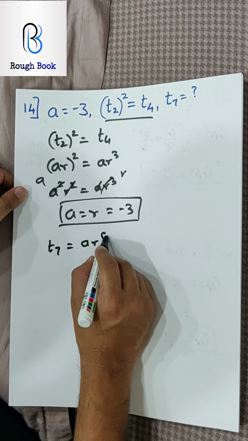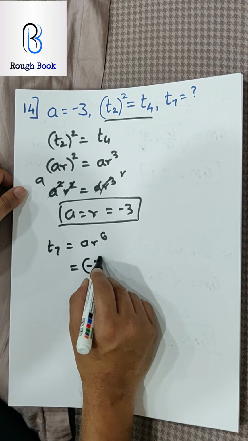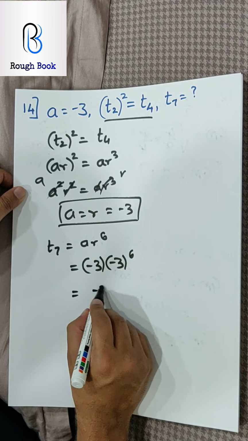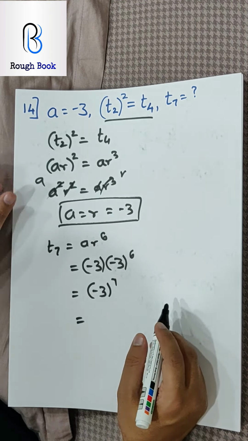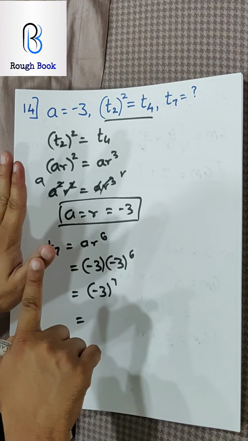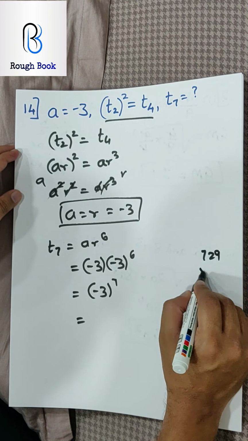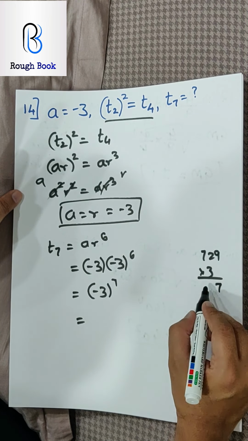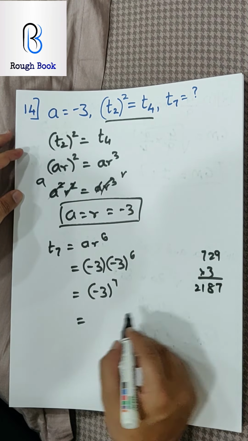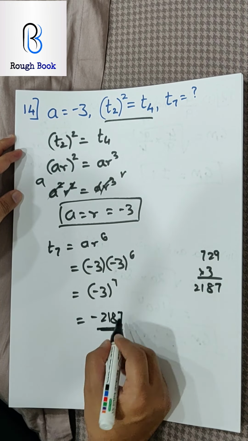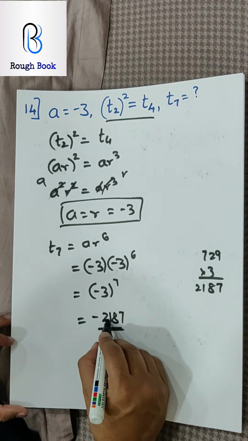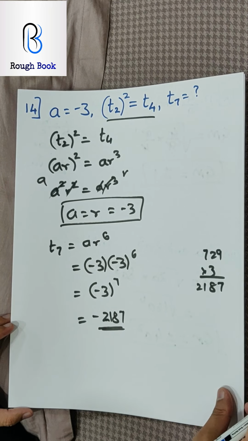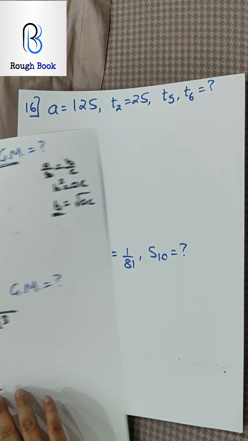Now the seventh term. So seventh term is AR6. So A is -3. R is also -3 raised to 6. So -3 raised to 7. So 3 3s are 9, 9 3s are 27, and so on, 7 times. So it should be -2187. Since it's a big number, you should always multiply for the safer side. How many managed to get this? Cool. Let's go with the next one.